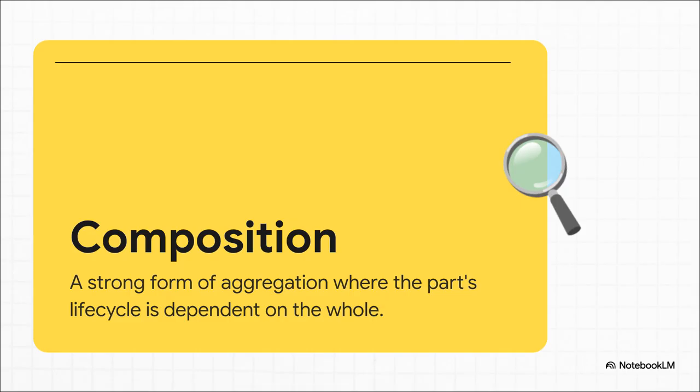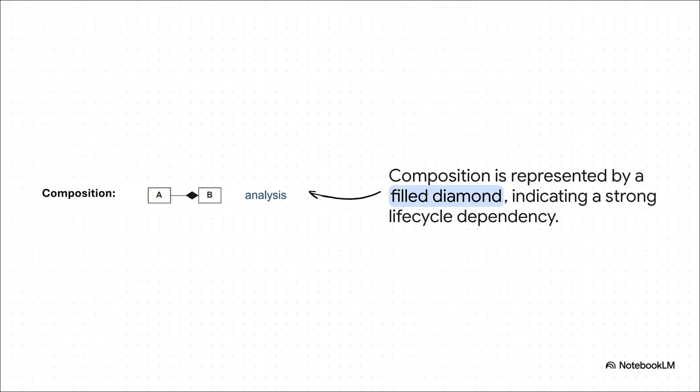This is a much, much stronger whole-part relationship. Here, the part is completely existence-dependent on the whole. If the whole object gets destroyed, its component parts are destroyed right along with it, no questions asked. The notation here is a filled-in diamond, and that extra visual weight is totally intentional. It signifies a strong, unbreakable bond.